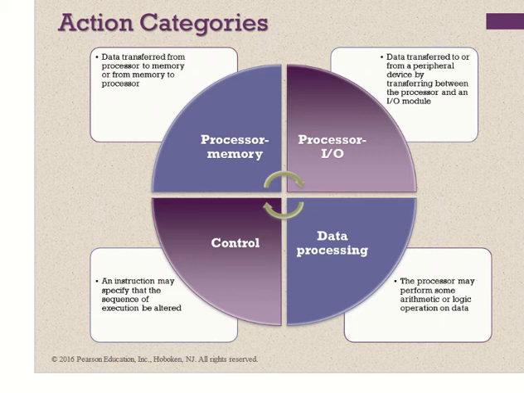Okay, and data processing. This is a type of action. So the processor may perform some arithmetic or logical operation. That type of action is called data processing. Okay, so this is the processing. The data is not only moving from one place to another, data is being processed by a unit called the ALU. Okay, so this is the idea.